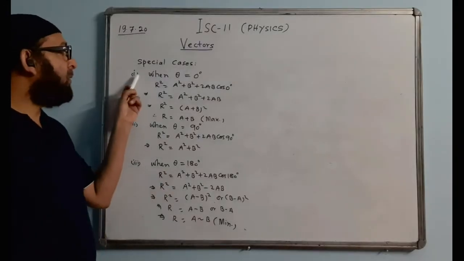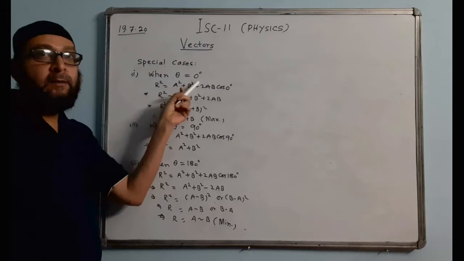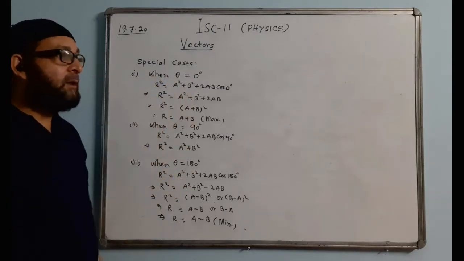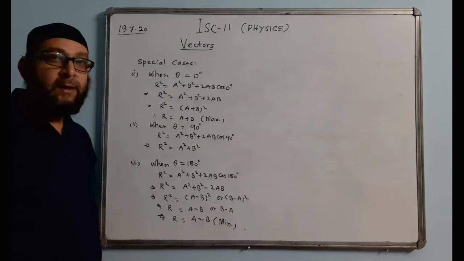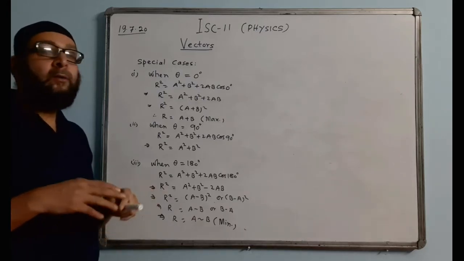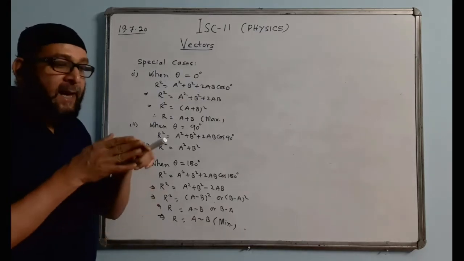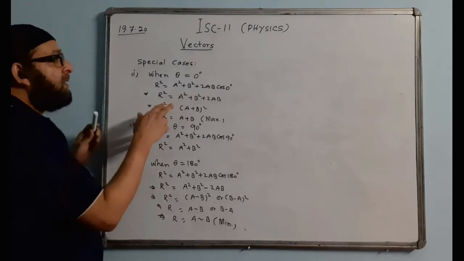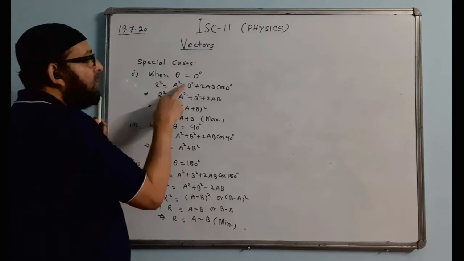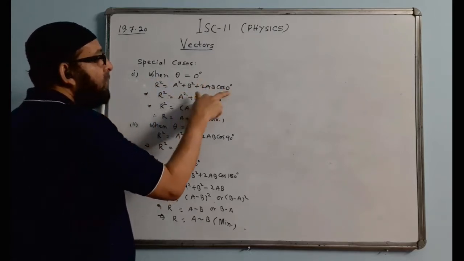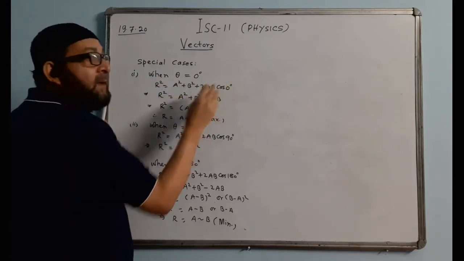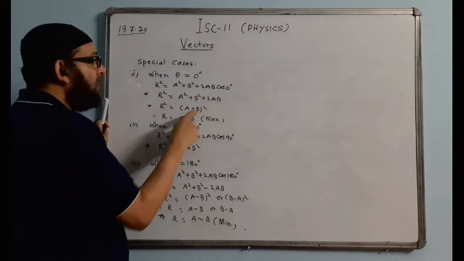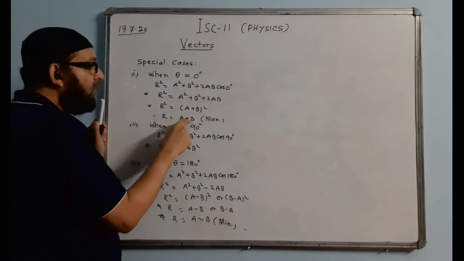Case number one: it all depends upon the angle theta between the two vectors. The first case is when theta equals 0 degree, that means when the angle between the two vectors is 0 degree, or when the two vectors act in the same direction. Then let us see the formula. R square is equal to a square plus b square plus 2ab cos theta. The theta value is 0 degree, cos 0 degree makes 1. So a square plus b square plus 2ab becomes (a plus b) whole square. Therefore R will be equal to a plus b.